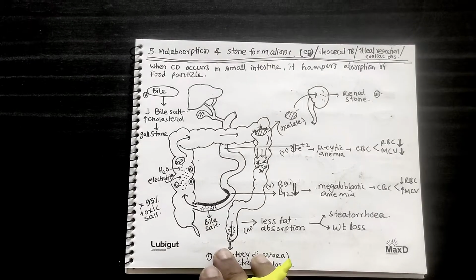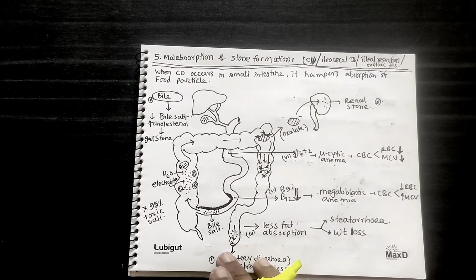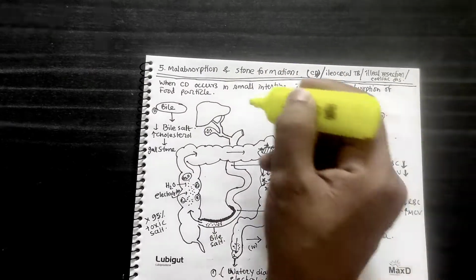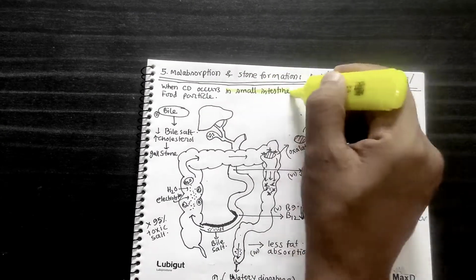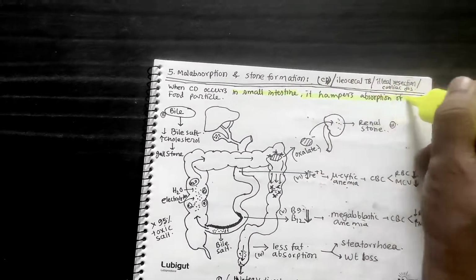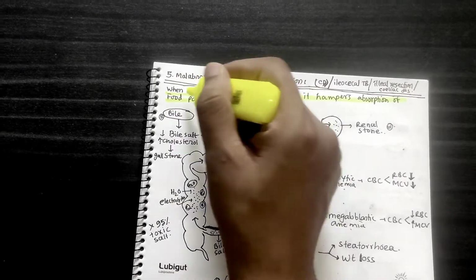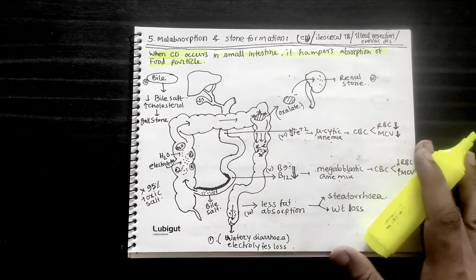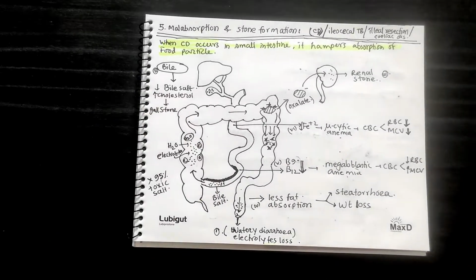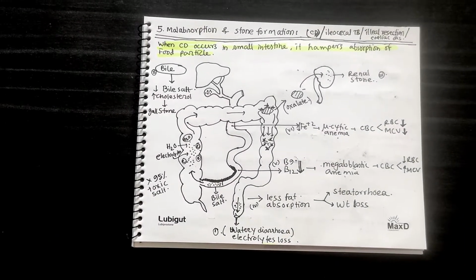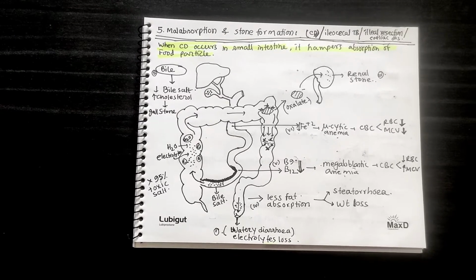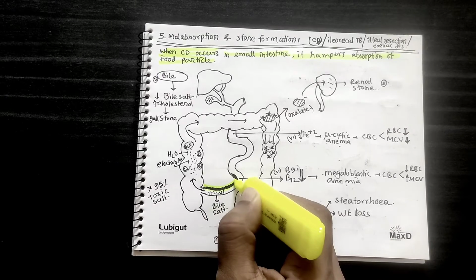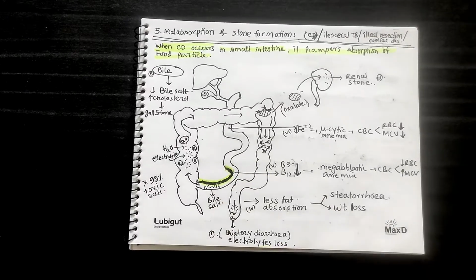We know. Then another complication is malabsorption and stone formation. When Crohn's disease occurs in the small intestine, it hampers the absorption of food particles. We know Crohn's disease can occur from mouth to anus, any part of the GI tract. When it occurs in the mouth, it causes mouth ulcers, and usually it occurs at the ileum, the last part of the small intestine.